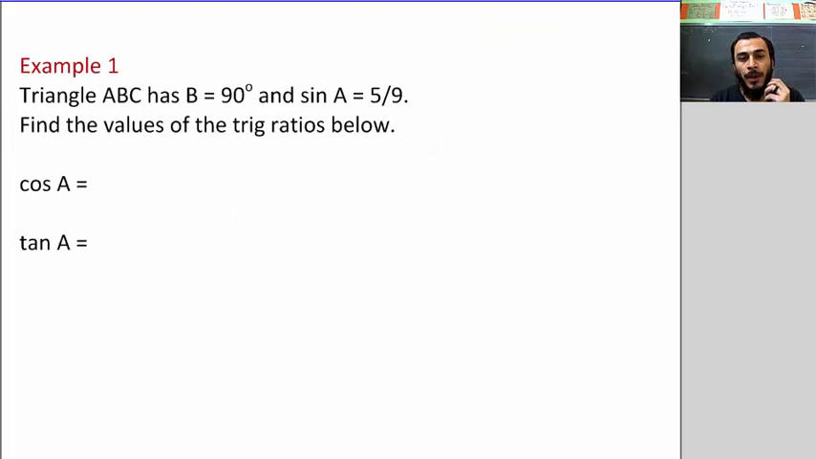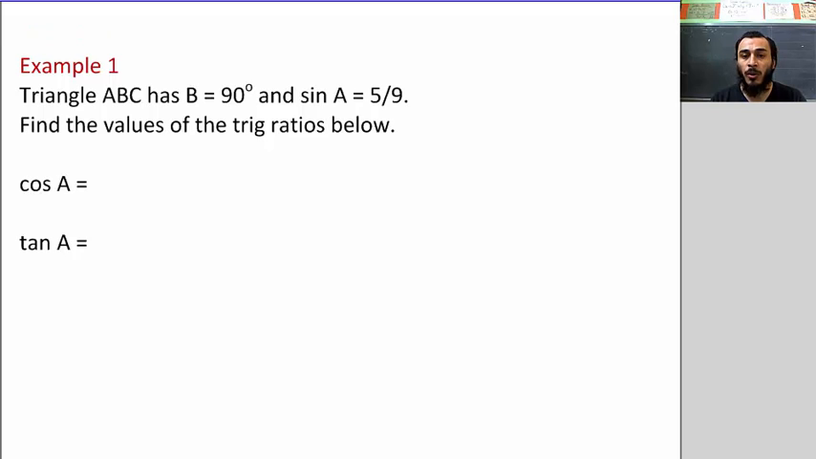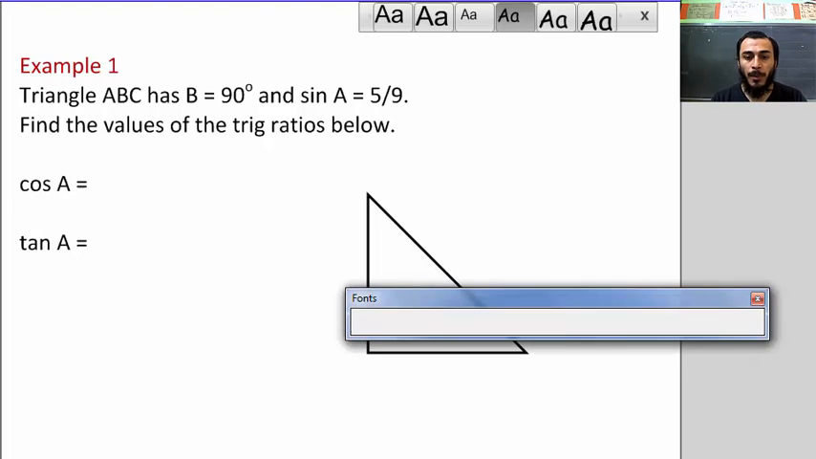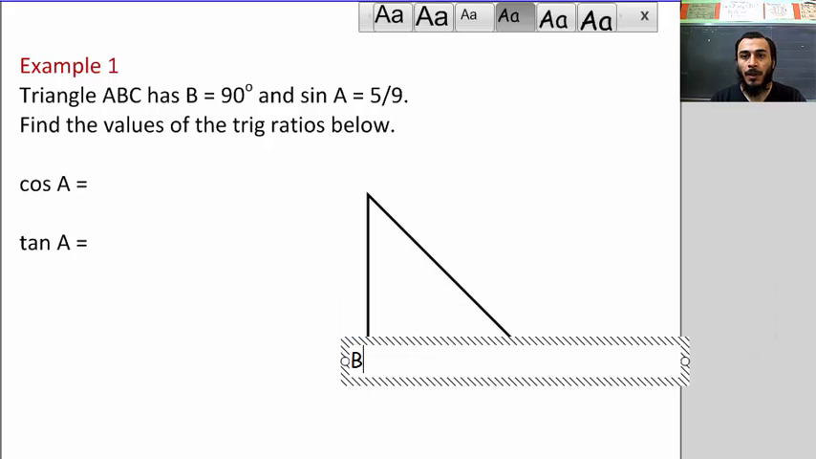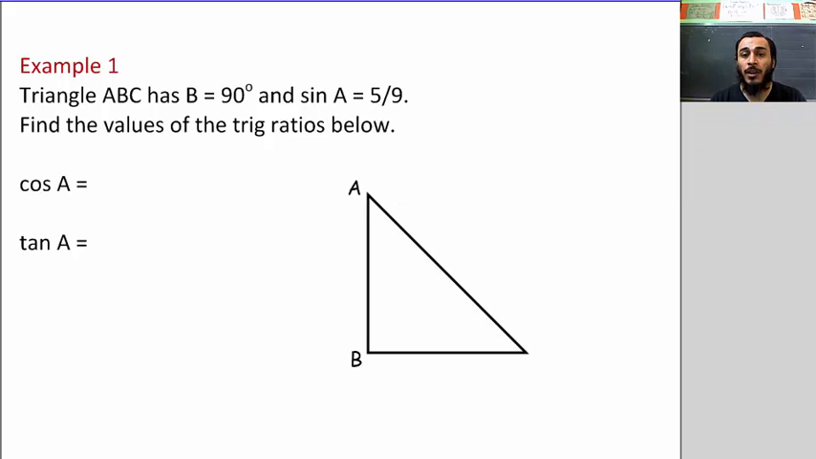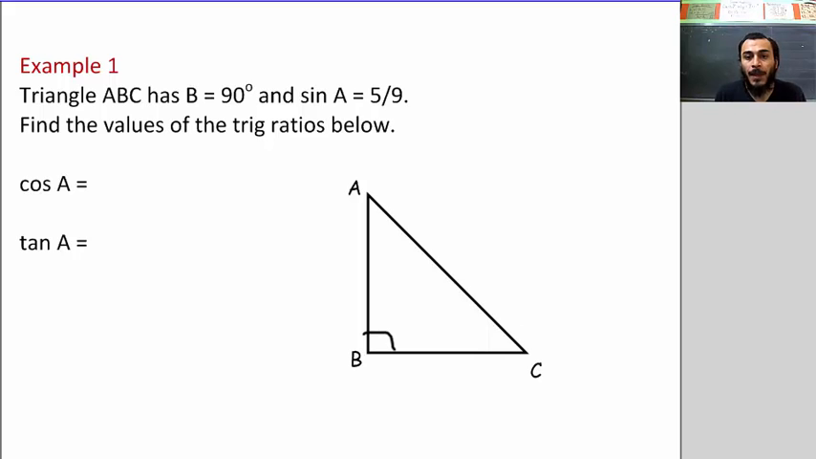So here's the first example. It says that triangle ABC has angle B 90 degrees, and the sine of A is 5/9. Find the values of the trig ratios below. So what do we know about triangle ABC? Well, the first thing we are told is that angle B is 90, so I'm going to make sure I make angle B 90. Then we're also told that the sine of A is 5/9. So let me show you how we use that.